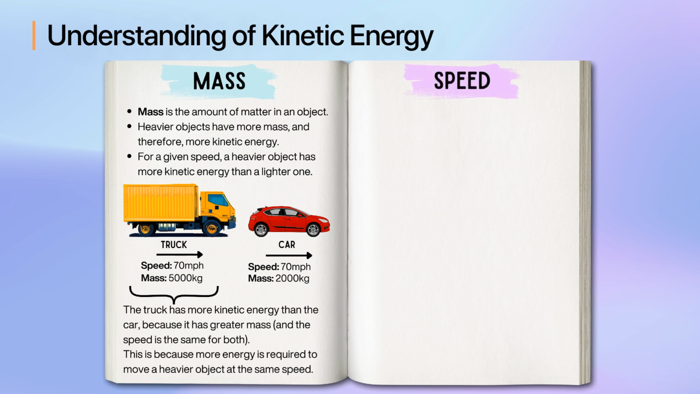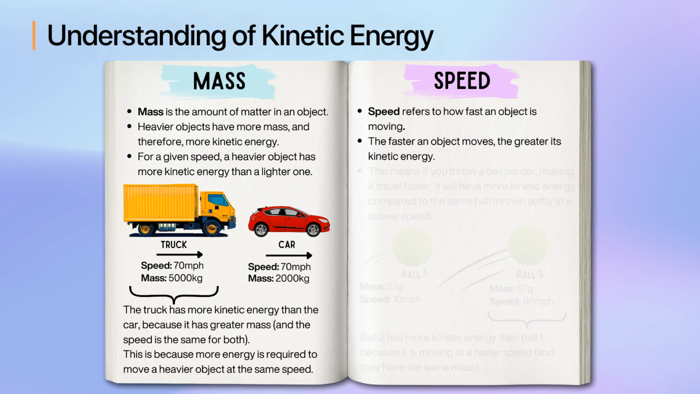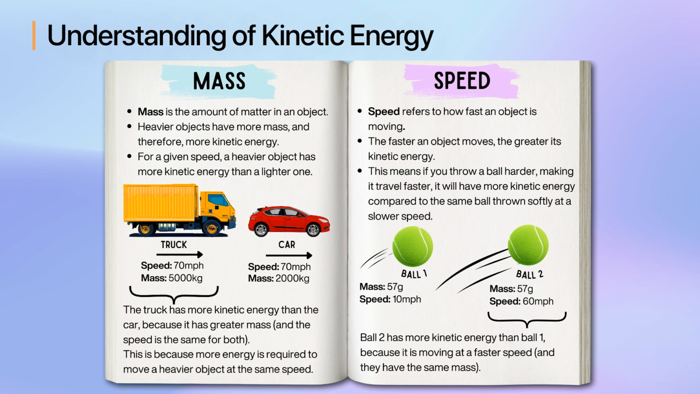The second factor which affects kinetic energy is speed. Speed refers to how fast an object is moving. The faster an object moves, the greater its kinetic energy. This means if you throw a ball harder, making it travel faster, it will have more kinetic energy compared to the same ball thrown softly at a slower speed.